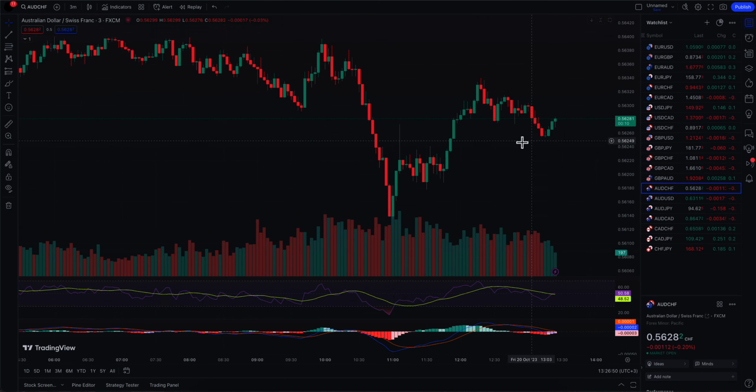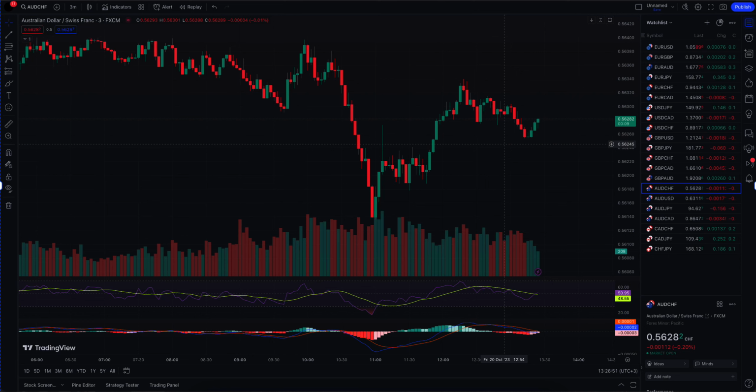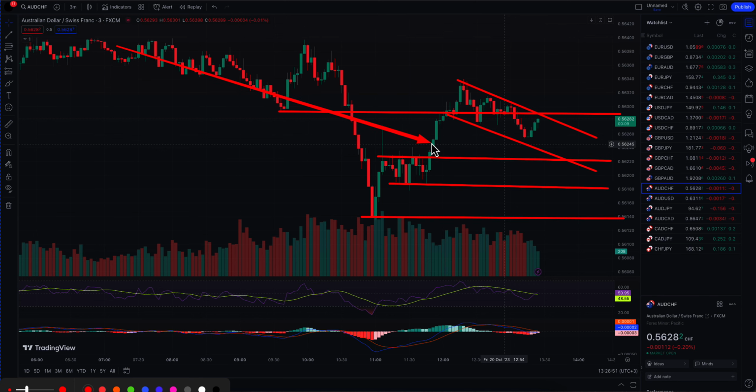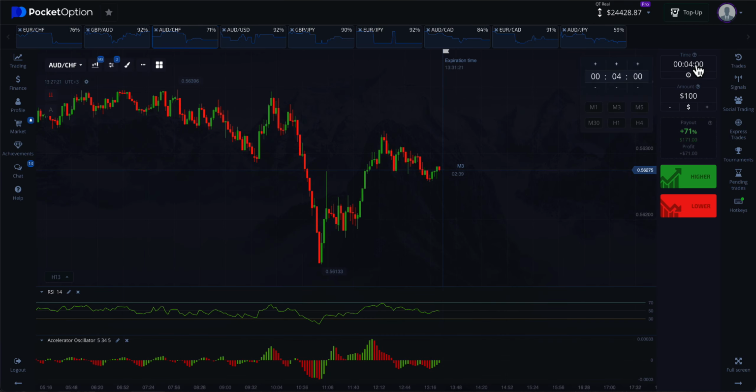For the second trade, I picked up a pair of Australian dollar to Swiss franc. Here we will open a position from the upper boundary of the downtrend and from the intermediate level. I expect the price movement downwards as there was a landing with the recovery and now there is a new low on the area. So let's go to the broker to open a trade and then we will come back for a detailed technical analysis.